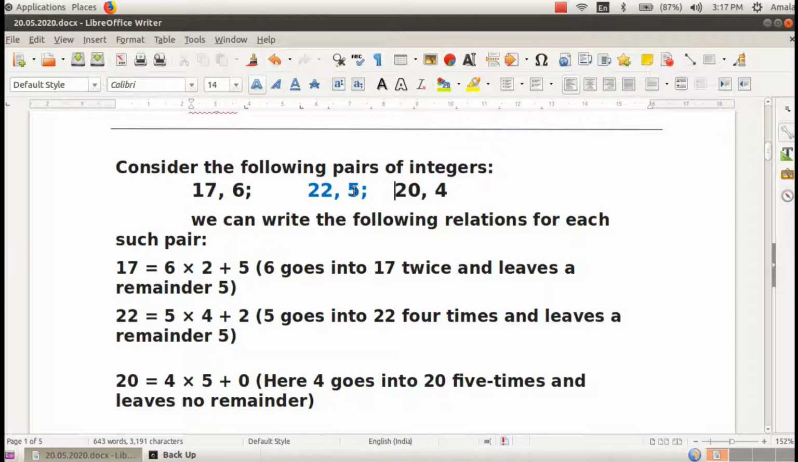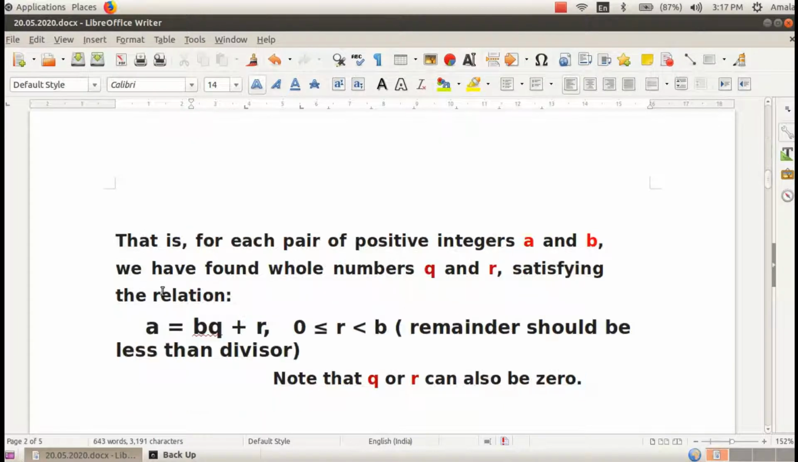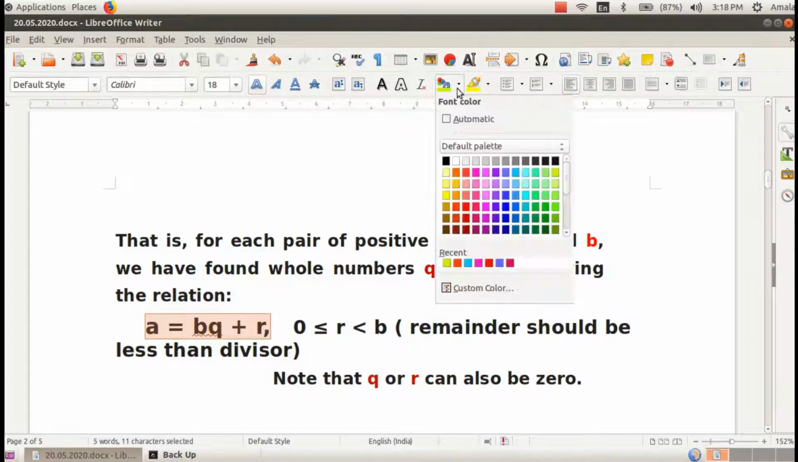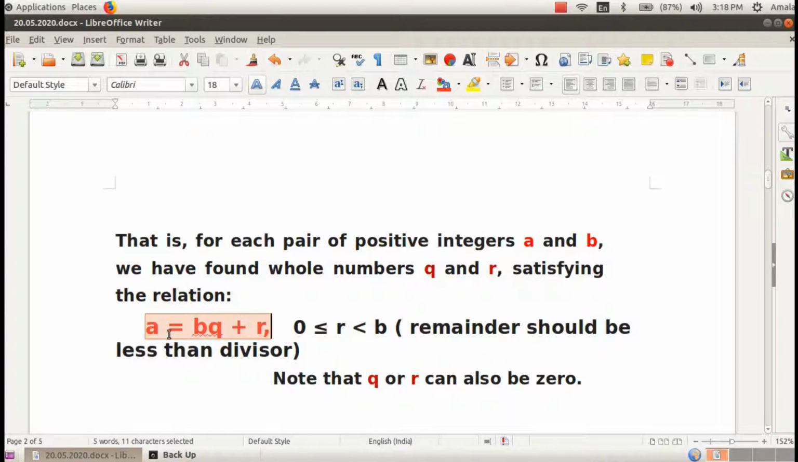Similarly, 22 and 5 we can write 22 equal 5 times 4 plus 2. 20 and 4 we can write 4 times 5 plus 0. Here the remainder 0, here remainder 2, here remainder 5. That is, for each pair of positive integers a and b, we have found whole numbers q and r satisfying the relation a equal bq plus r, 0 less than or equal r less than b.